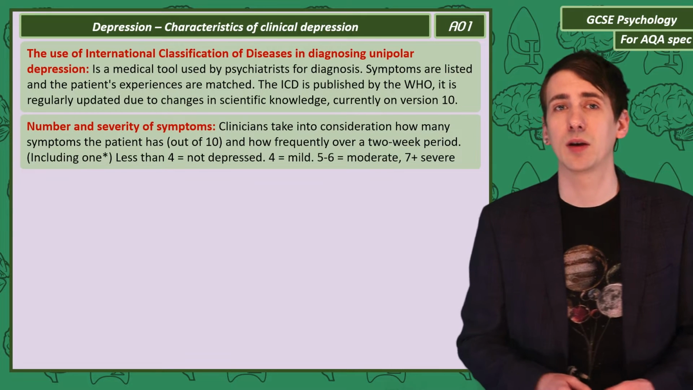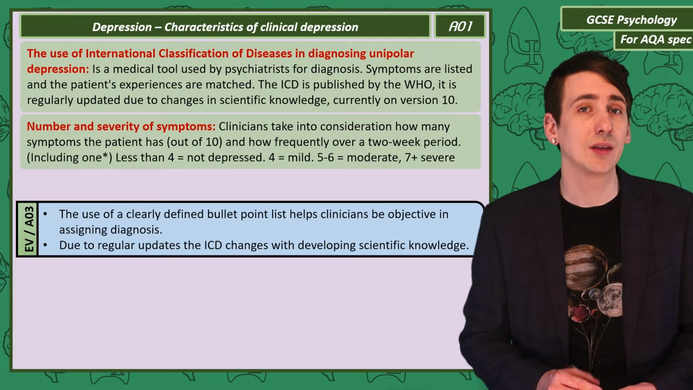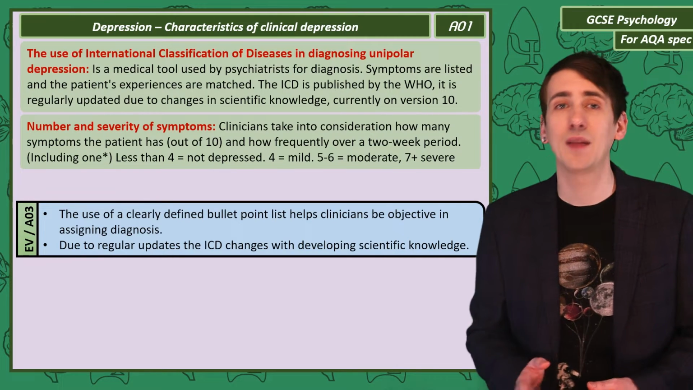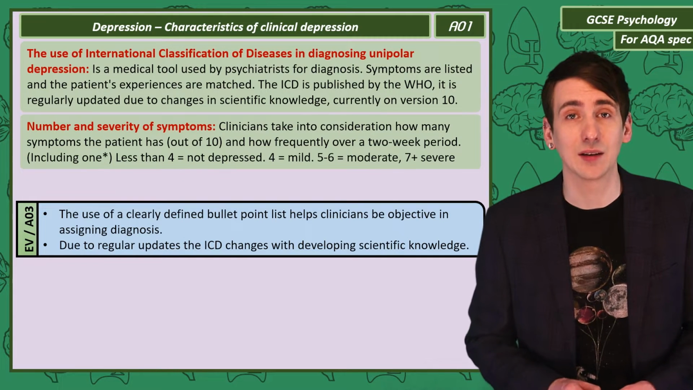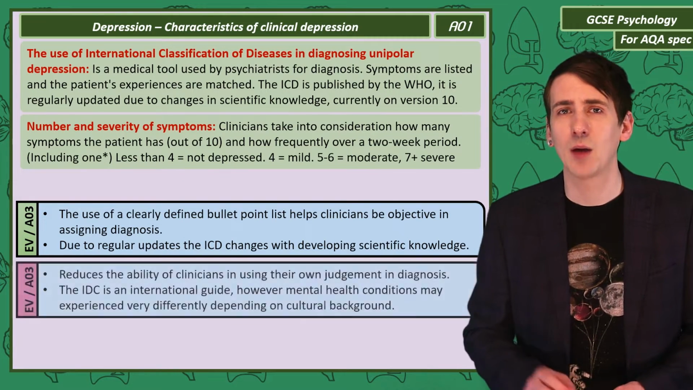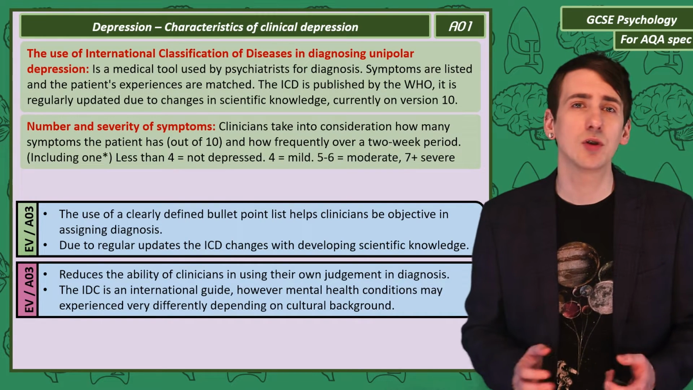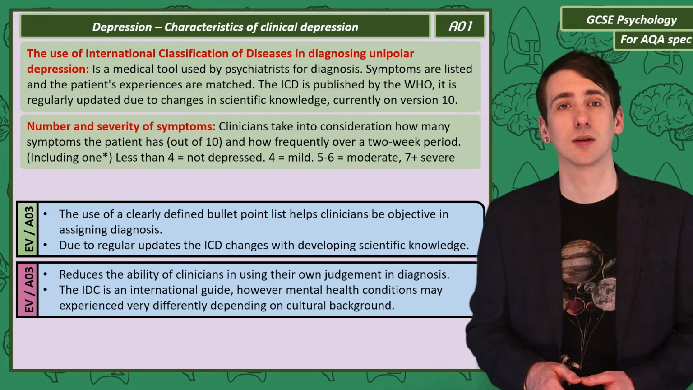Let's consider some evaluations. Well, the use of a clearly defined bullet point list helps clinicians be objective in their diagnosis. And the ICD is regularly updated, being informed by the latest scientific knowledge. However, it could be argued that diagnosing according to a bullet point list reduces the ability of clinicians to use their own judgment in diagnosis.